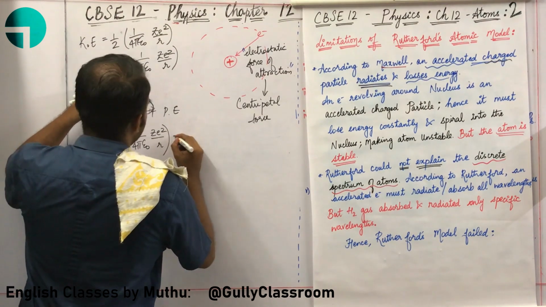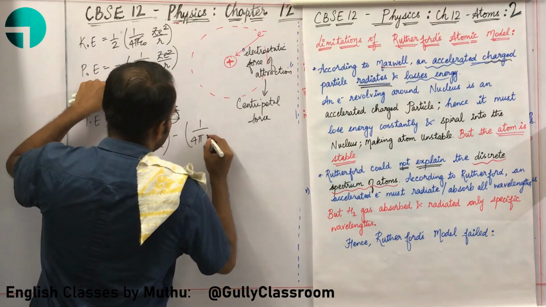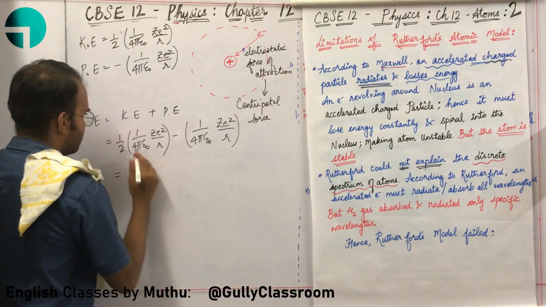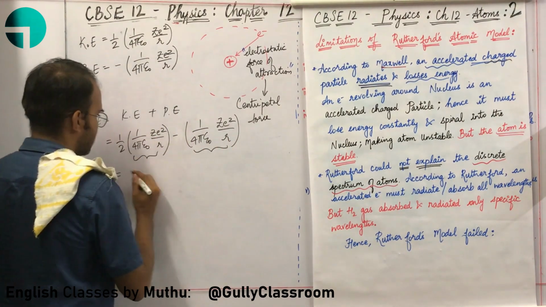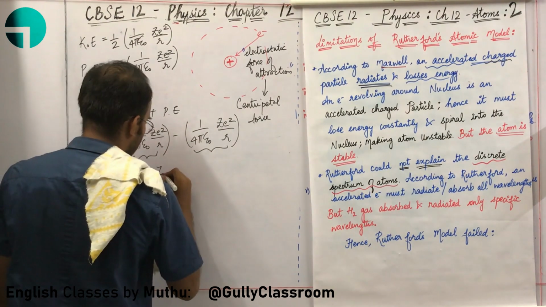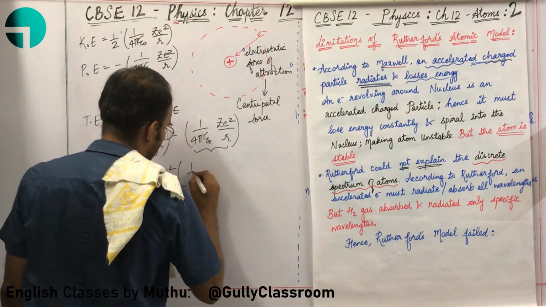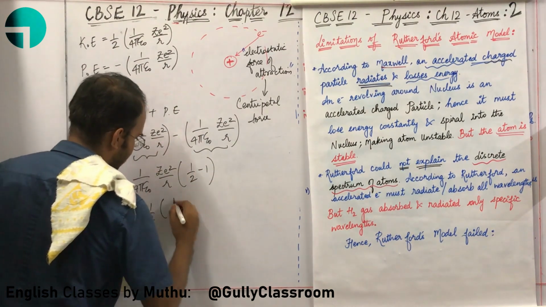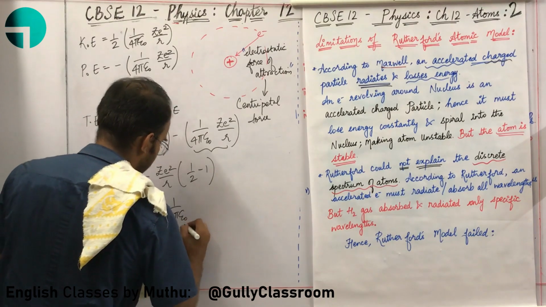So plus potential energy. Potential energy is minus 1 divided by 4 pi epsilon naught ZE square divided by R. Let me take this particular term, and this particular term has a common term outside: 1 divided by 4 pi epsilon naught ZE square divided by R times (1 by 2 minus 1). So this can be written as minus 1 by 2, 1 divided by 4 pi epsilon naught.